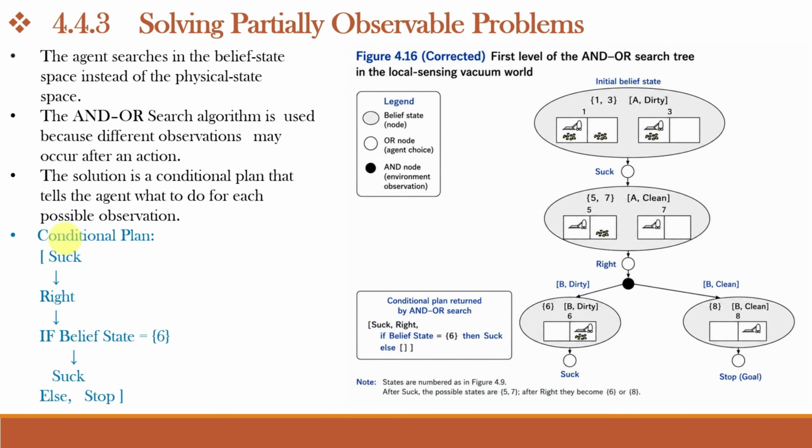So the final conditional plan is like this: suck, right, if belief state is equal to 6, then suck, else stop. And the important point here is that the agent never checks the actual physical state. Instead, it makes decisions based only on the belief state, which is computed from its actions and observations.